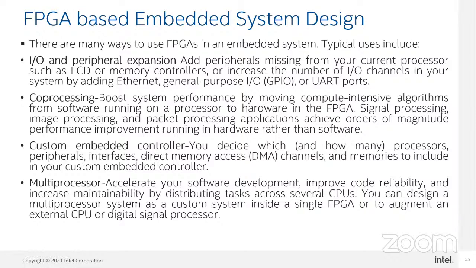Another major important thing is co-processing. That means you can use the FPGA as a co-processor element, and you can use the processor and co-processor together to process high speed or compute intensive algorithms. Or you can use it for image vision algorithms or high speed digital signal processing applications. So in signal processing, image processing or packet processing applications where you have compute intensive algorithms, you can move them from software running on a processor to hardware. That is one more important application.